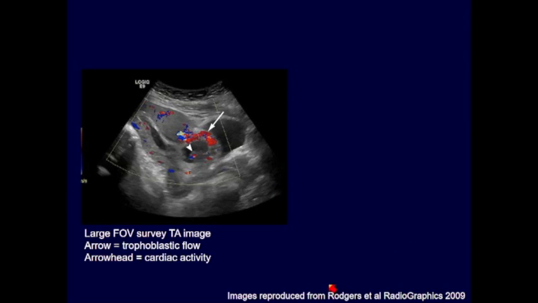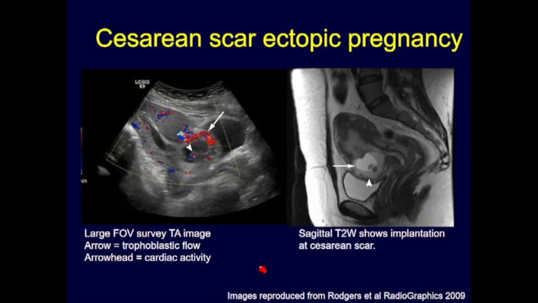This is a different patient showing how color Doppler can be useful in showing you the implantation site of a pregnancy. So the arrows are pointing towards trophoblastic flow in this sac that is implanted in the anterior lower uterine segment. We also see that there's cardiac activity within the embryo. And here's the corresponding MRI that had been performed, showing you clearly that this is a cesarean scar ectopic pregnancy.